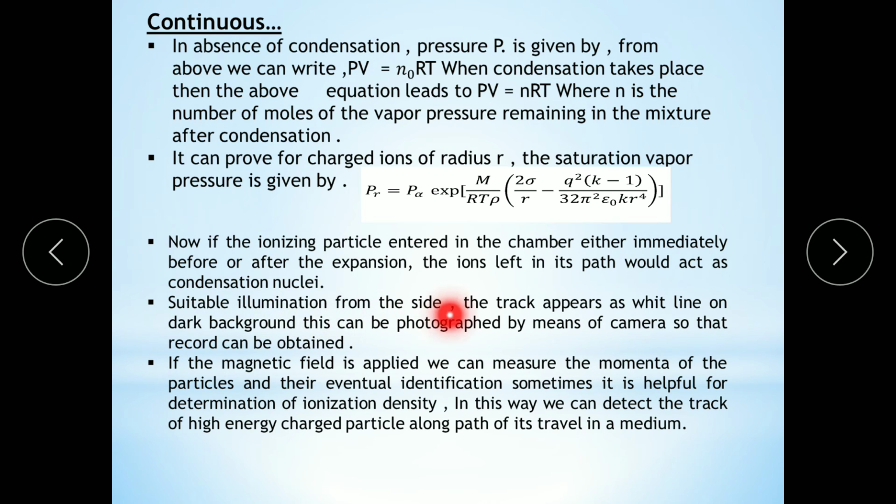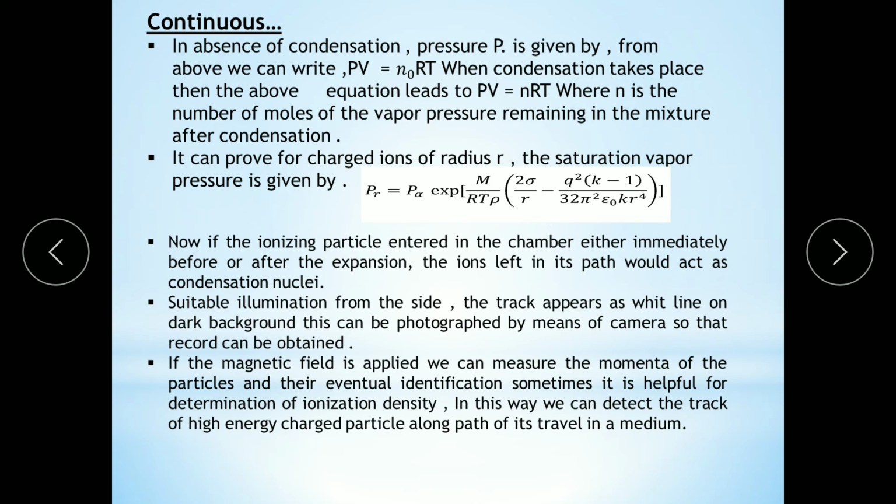With suitable illumination from the side, the track appears as a white line on a dark background. This can be photographed by means of a camera so that a record can be obtained. As we saw in our construction, suitable illumination is there through the glass from both sides, and the other side is a black belt, so the ion tracks appear as white lines on the dark background. This can be photographed by the camera which is at the other side.